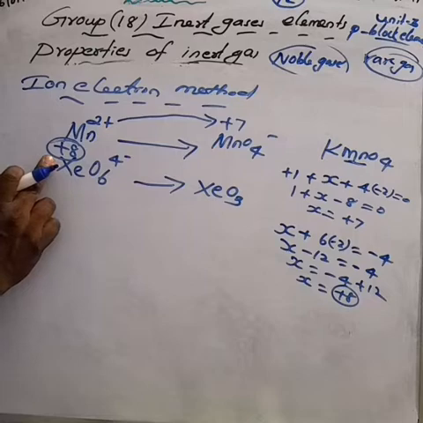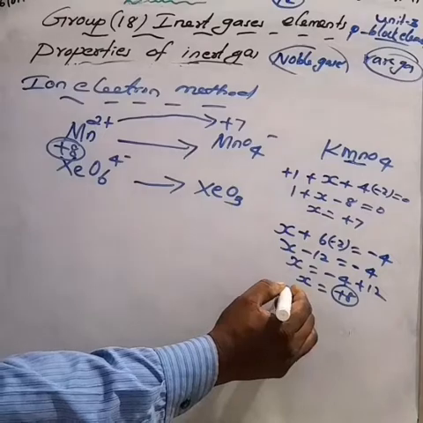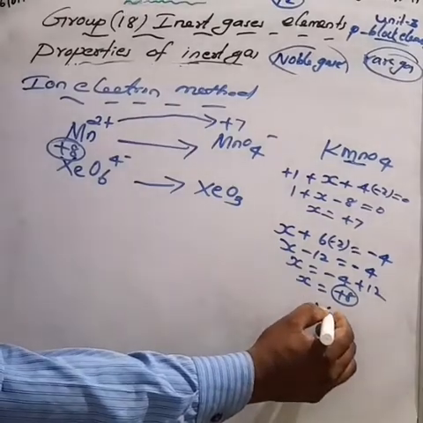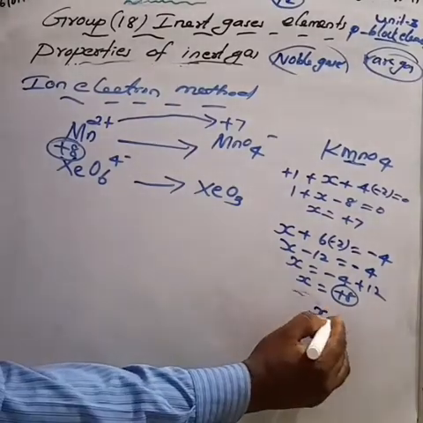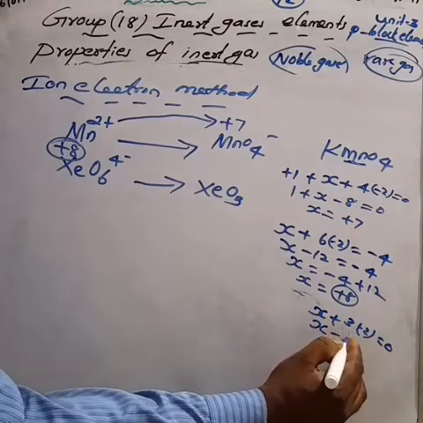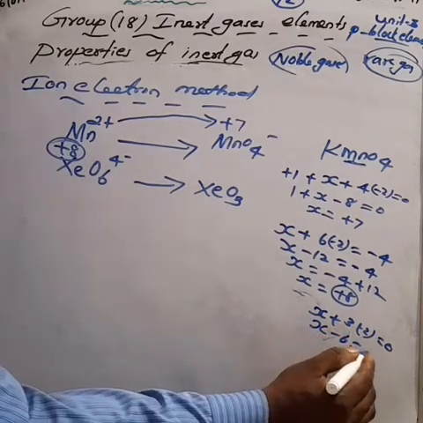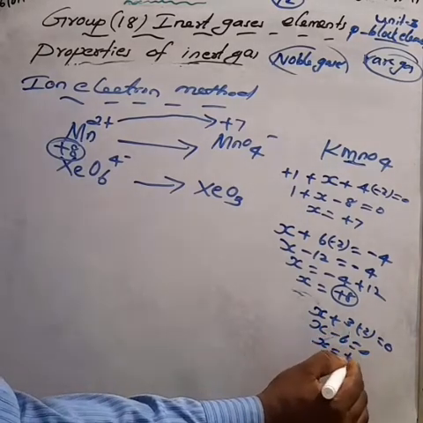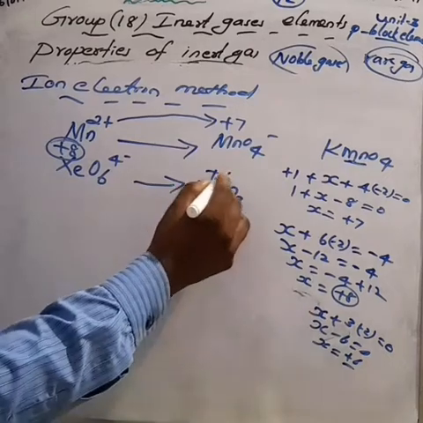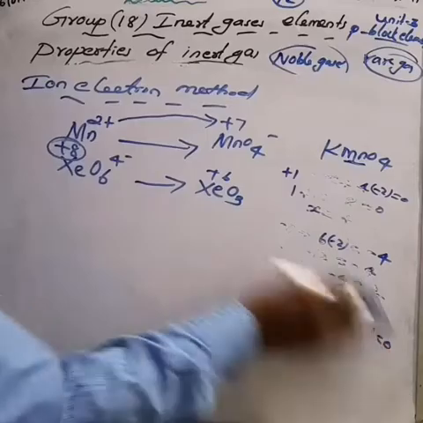It is converted to XeO3. What is the oxidation state of xenon in XeO3? Taking xenon as X, X plus 3 into minus 2 is equal to 0, so X minus 6 is equal to 0, and X is equal to plus 6 oxidation state. Am I right? So how can you easily solve this equation?